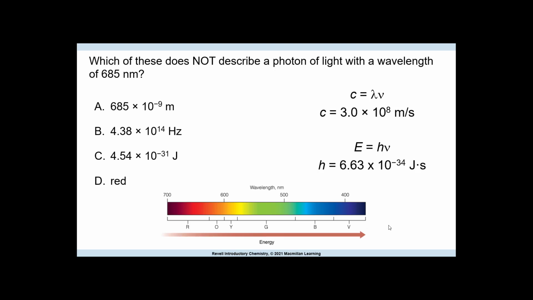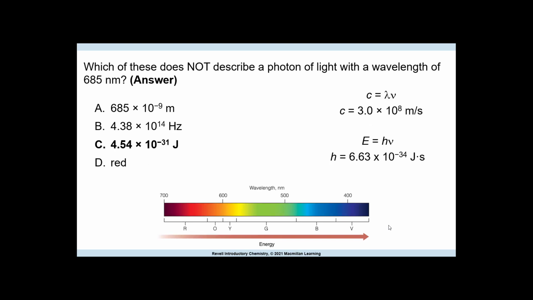I didn't solve this one for you. I'm going to tell you what the right answer is, and I'm going to tell you how to break it down. But this is very similar to the other problems that I just showed you how to do. Okay, so what does this mean? I'm going to give you the answer. We have, which of these does not describe a photon of light?